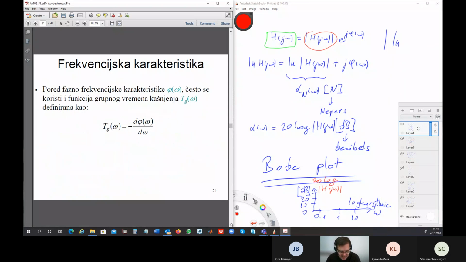There is also something called group delay. I will write it here. Group delay, which is useful for learning about linear phase filters.